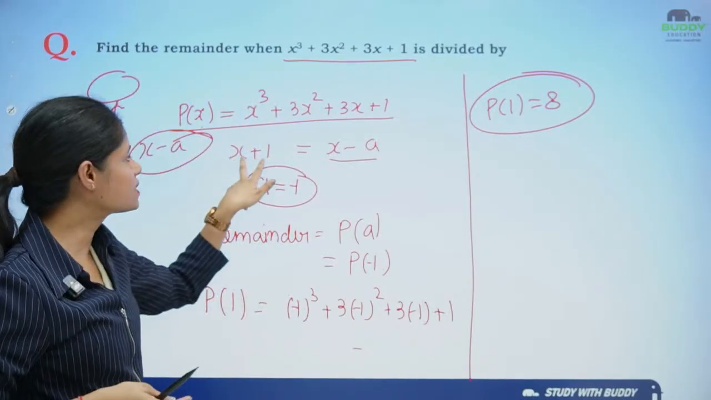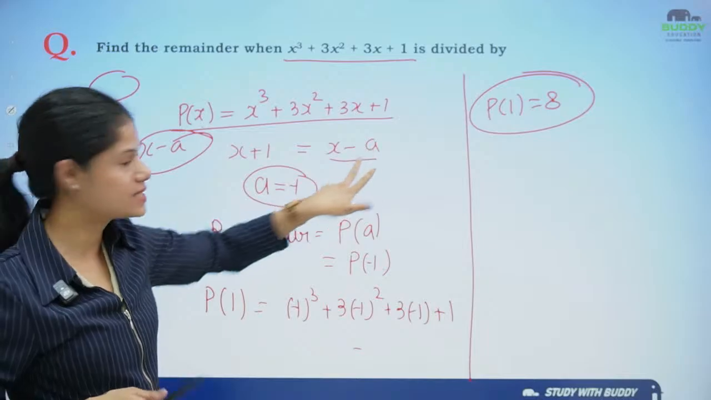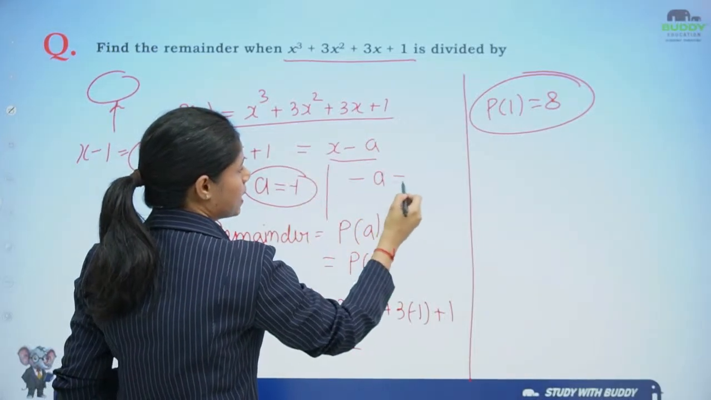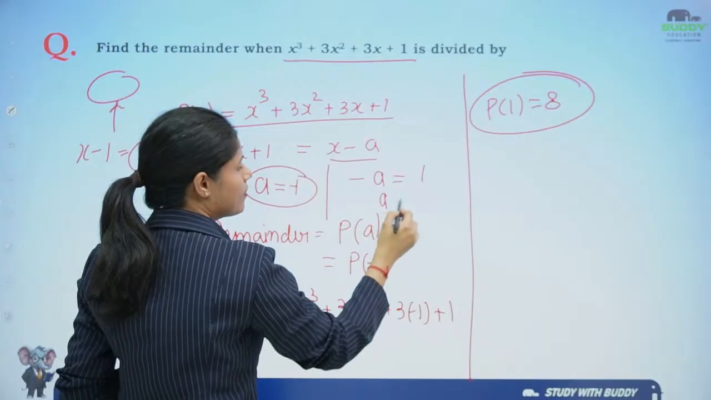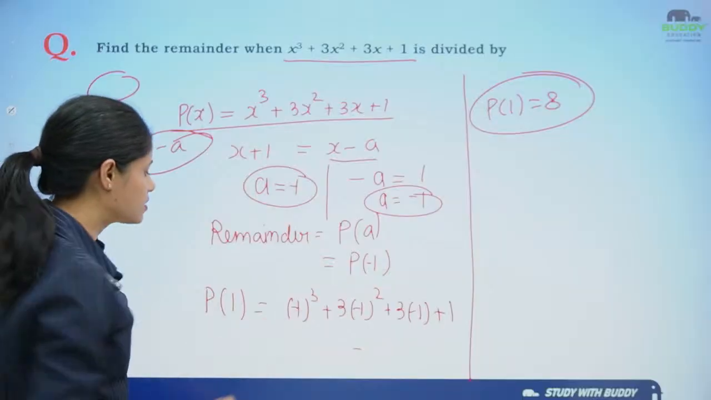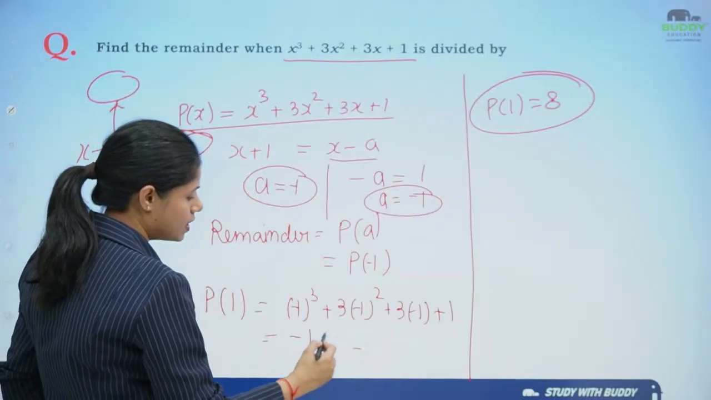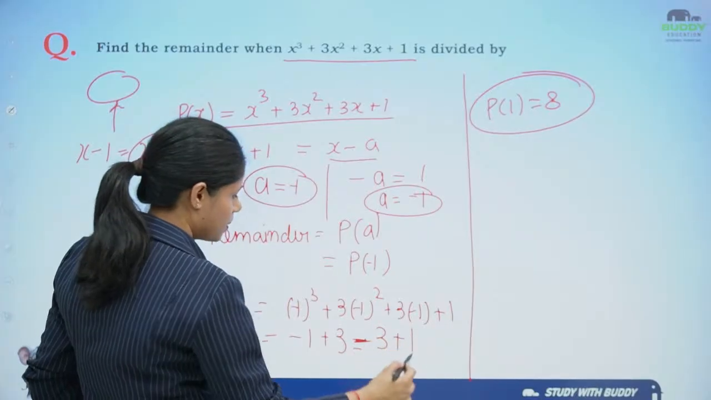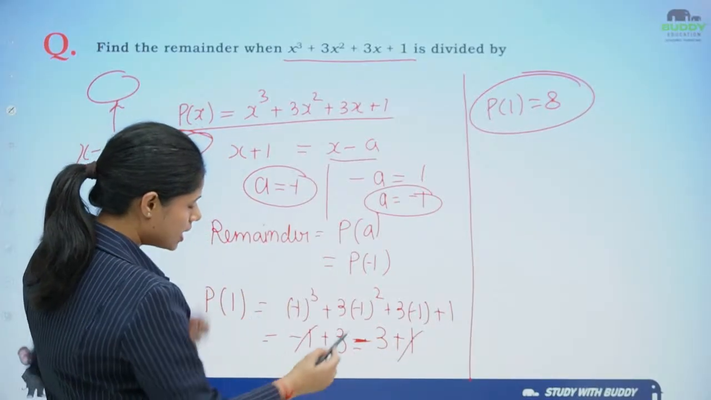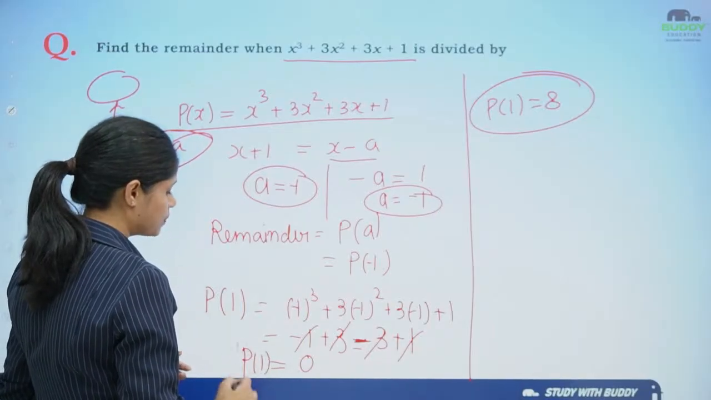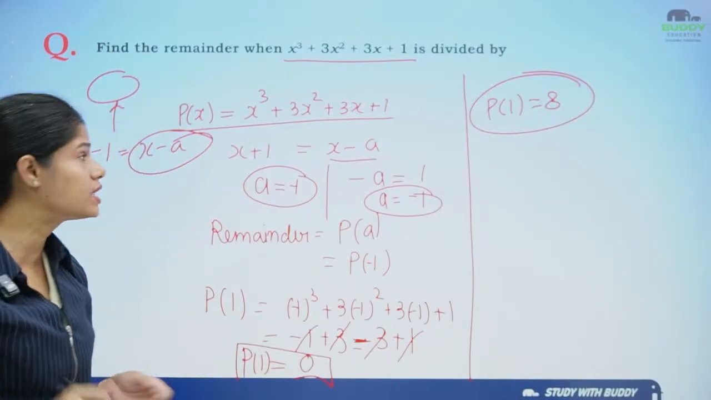So x plus 1 will be compared with x minus a. When I do the comparison, minus a will be 1, so a will be minus 1. And when you put minus 1 in place of x, how much will this be? Minus 1 plus 3 is minus 3, and then plus 3, and then plus 1. They will cancel out, and this also cancels out. So the remainder is 0, right?